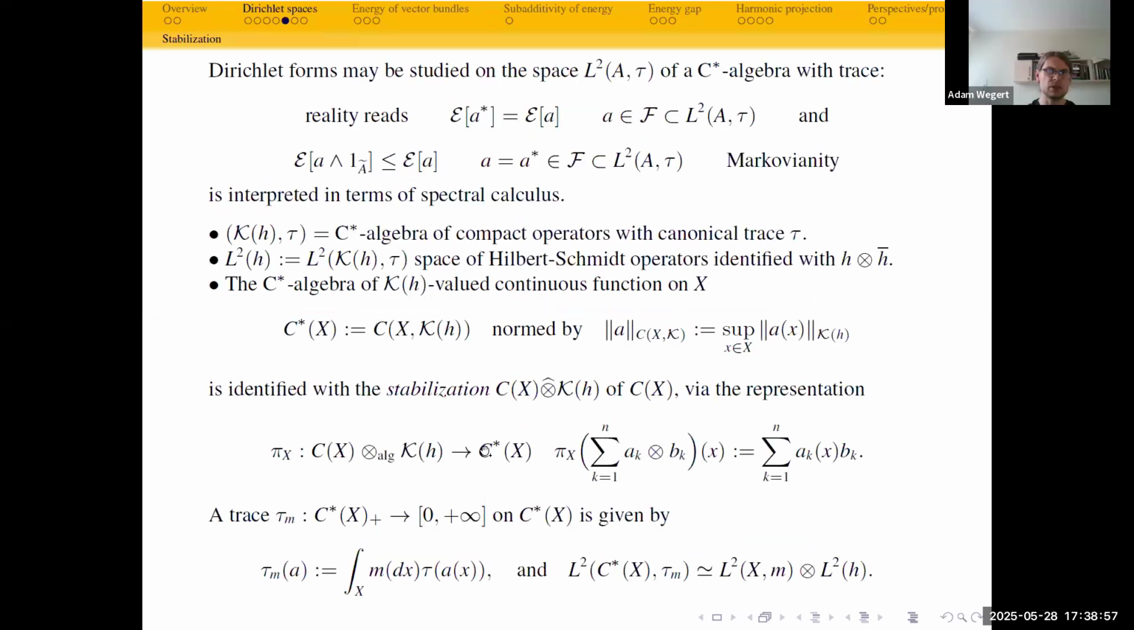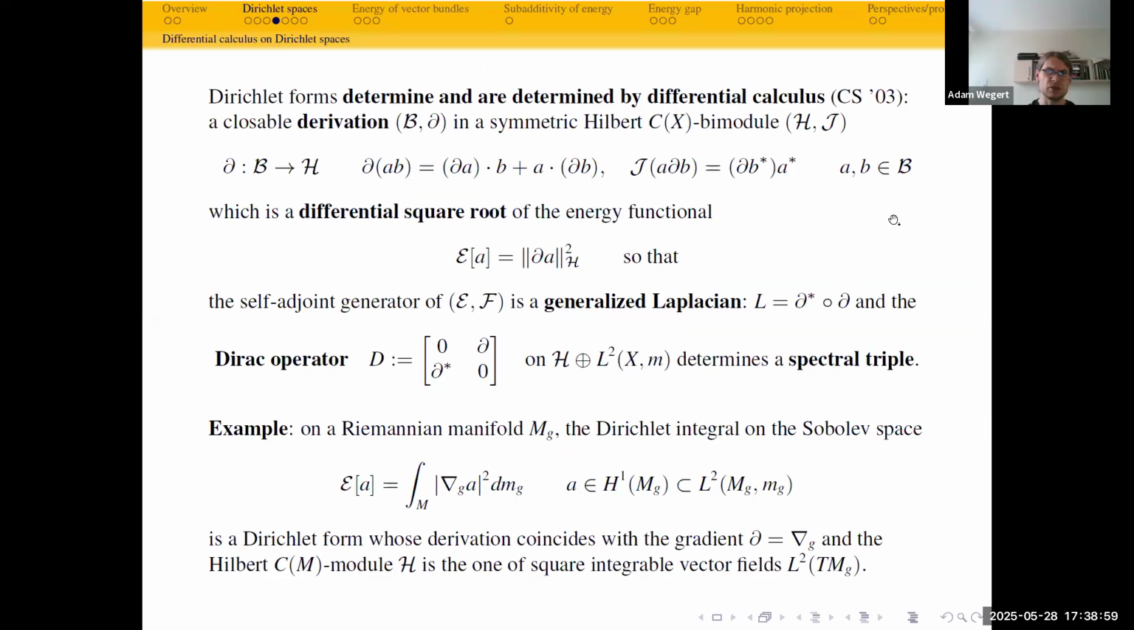For example, sorry, so what is a differential square root of what in your slide? You have a derivation and you have an energy functional, yes? And you are saying that something is the square root of another thing.